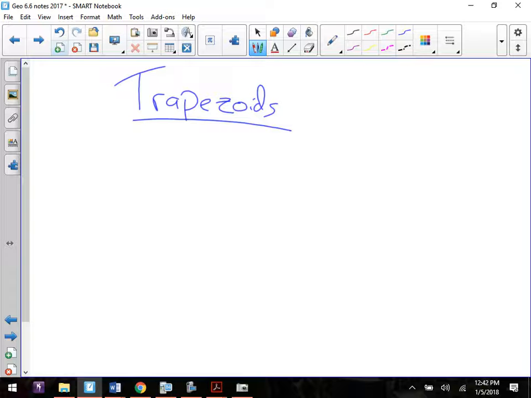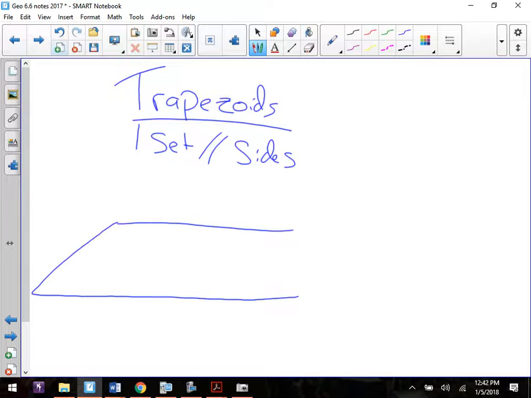What do they consist of? Four sides. They have one set of parallel sides. So trapezoids have one set of parallel sides. They can be vertical, they can be horizontal, it doesn't matter how they're written out. But they will only have one set of parallel sides.